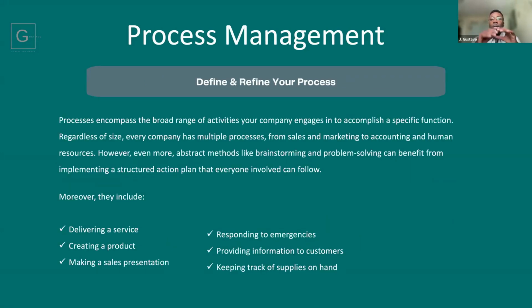Process. You want to be able to make sure, for the purpose of government contracting, that you actually define and refine your process. And your process actually encompasses a broad range of activities that your company engages to actually accomplish that specific function. It doesn't really matter what the size is. Every company has some type of process in place. It could be from sales to marketing to accounting, HR, but it could also include some of the following, right?